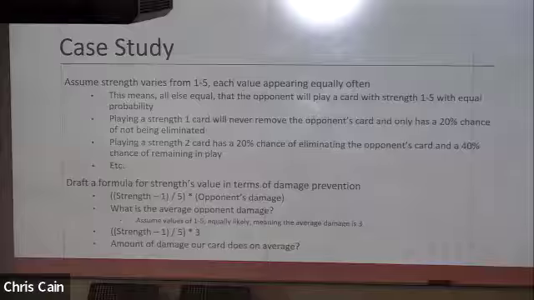The chance that we eliminate the opponent's card is strength -1, but the chance that our card sticks around to deal damage, we have that as well if we tie. So that just becomes strength over 5 times the damage, and if our damage is an average of 3, then we can assume that that is an average of 3.